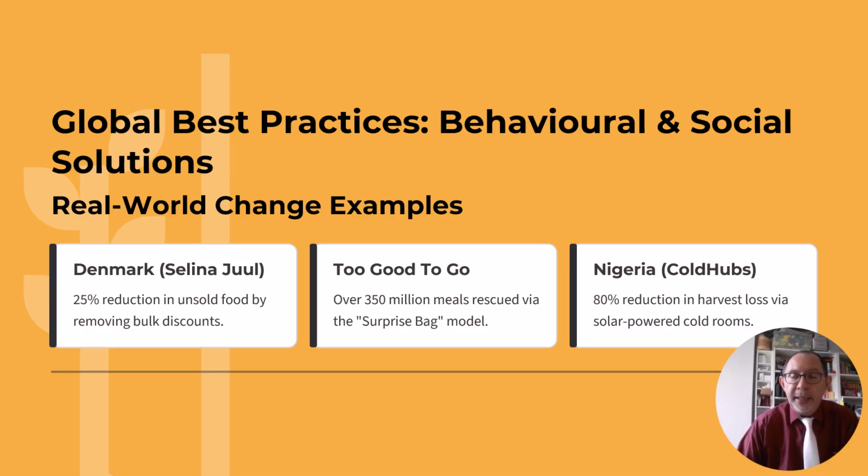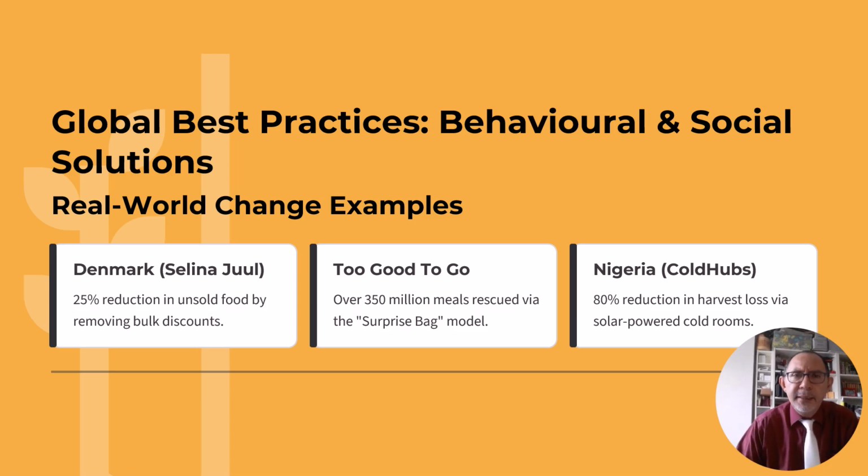They reduced waste by 25% in 5 years. How? It's simple. Behavioral architecture. They removed quantity discounts like buy 3 for the price of 2. Then, when people didn't buy extra food they didn't need, household waste decreased.